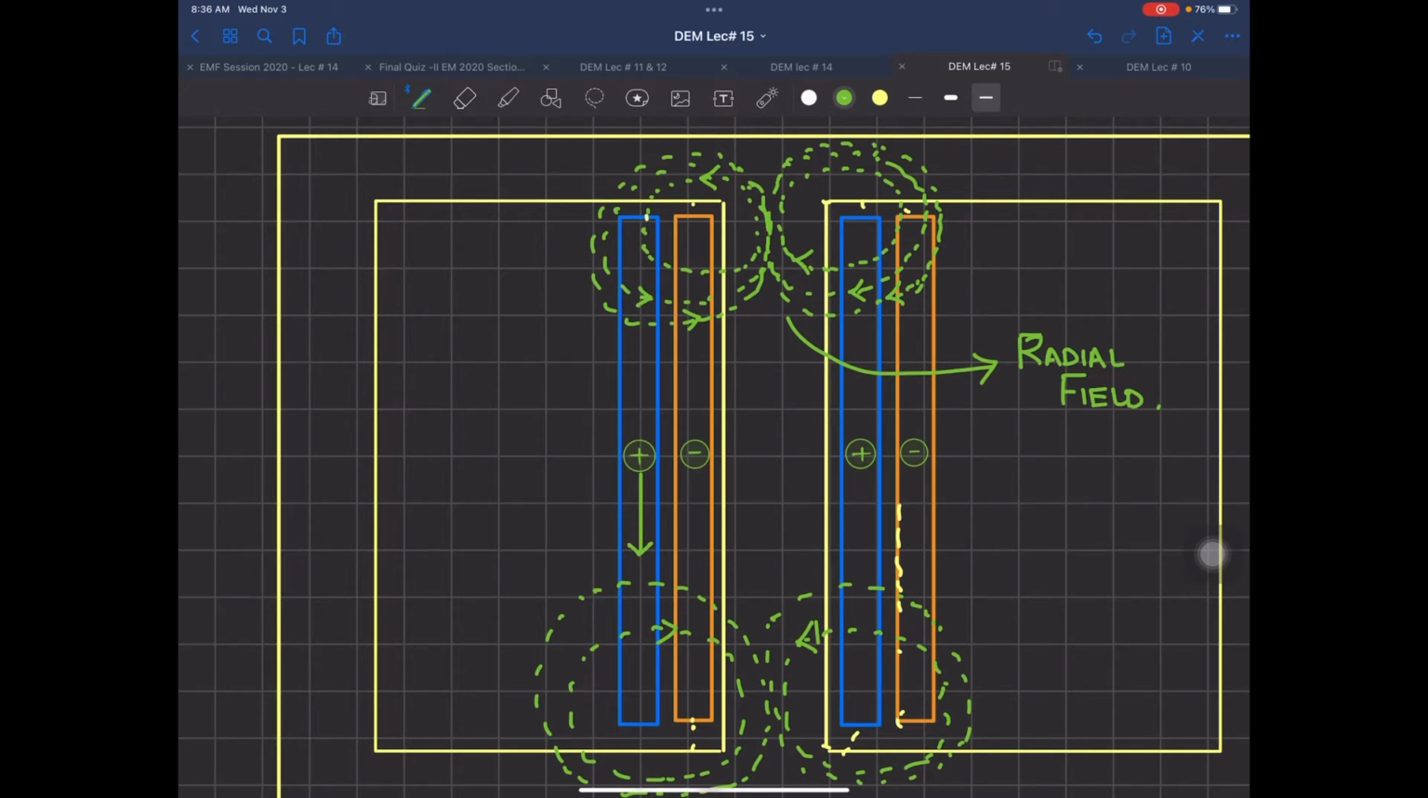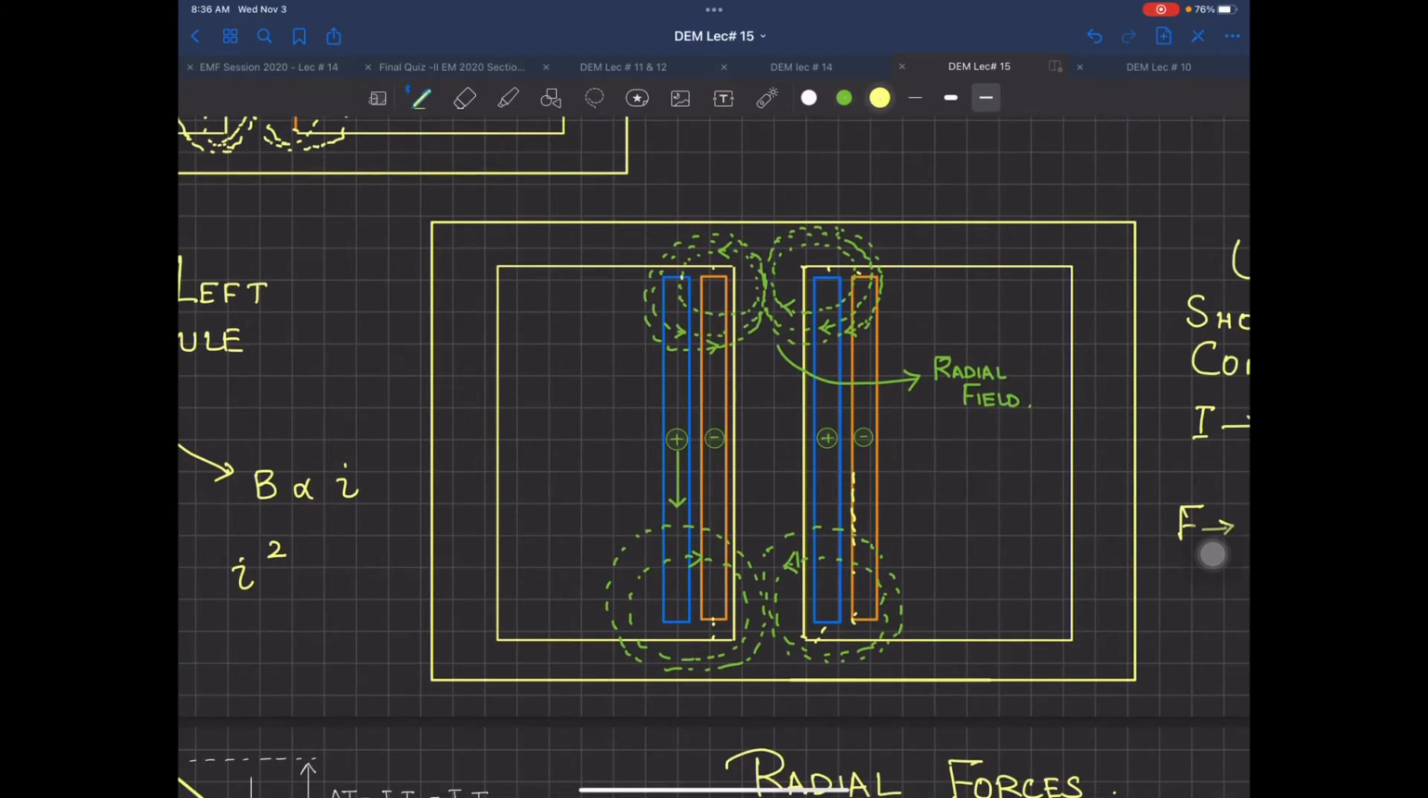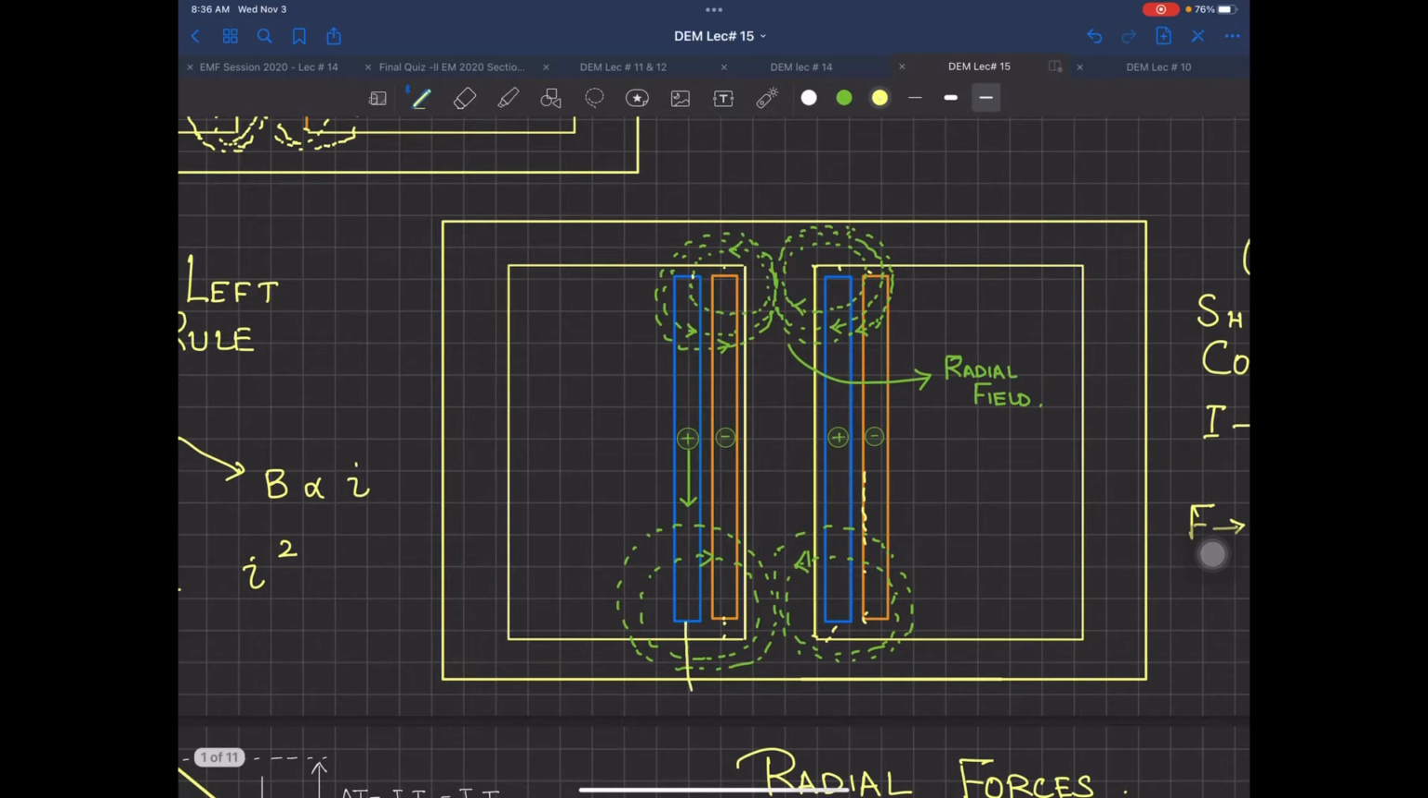Or in practice, what is going to happen? My force exerted on this blue winding is going to make it shift downward. अब इससे क्या होगा? The spacers in between the disc winding are going to collapse. And on the other winding, which is actually the inner winding, it's going to have a force upward.